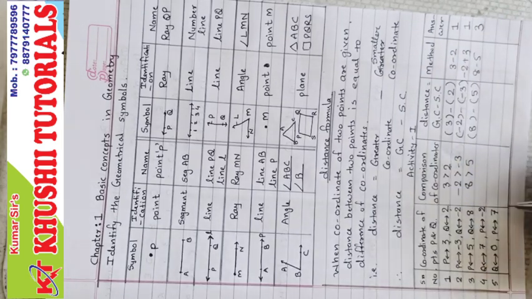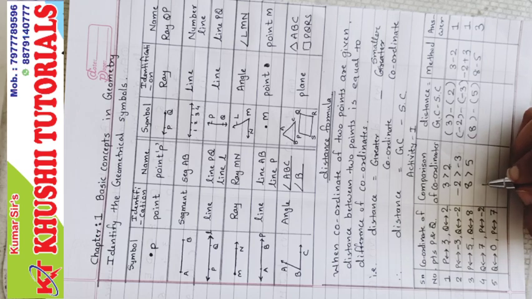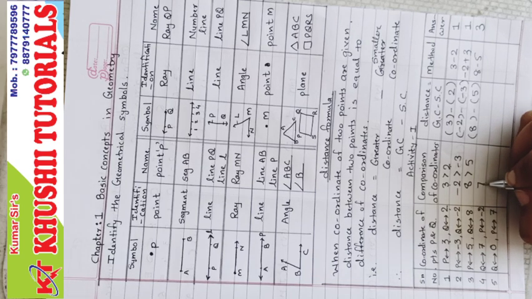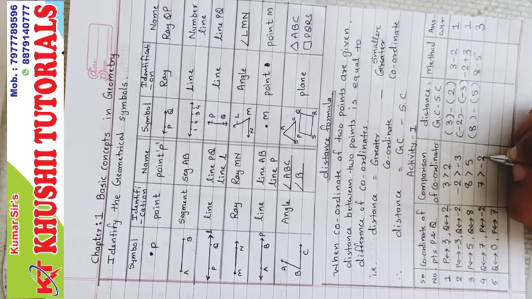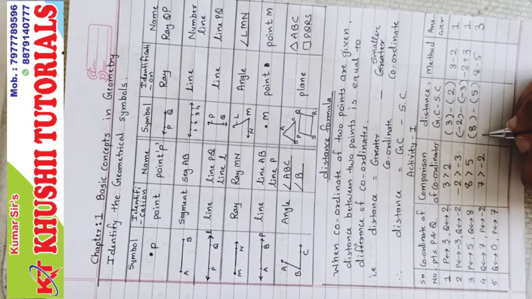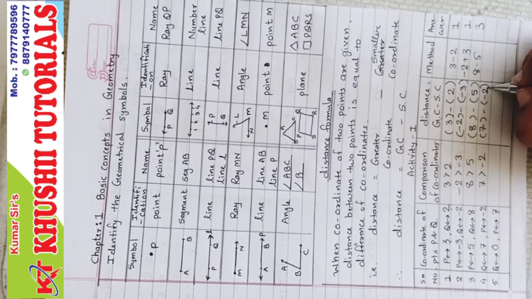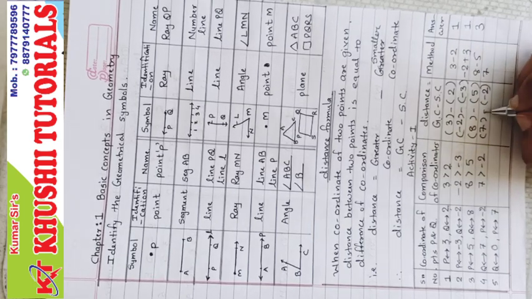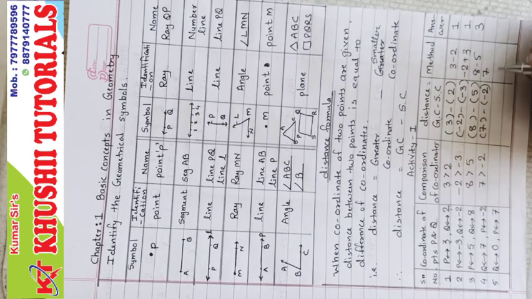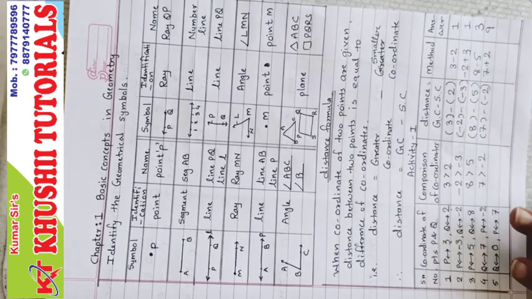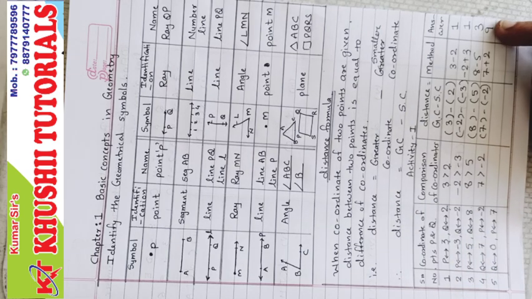The next one. 7 and minus 2. So let's start now. Definitely a positive number is always greater than a negative number. So bracket minus bracket. The bigger number is 7, the smaller number is minus 2. Now 7 minus minus 2 becomes 7 plus 2, which is 9. So the distance between 7 and minus 2 is 9.